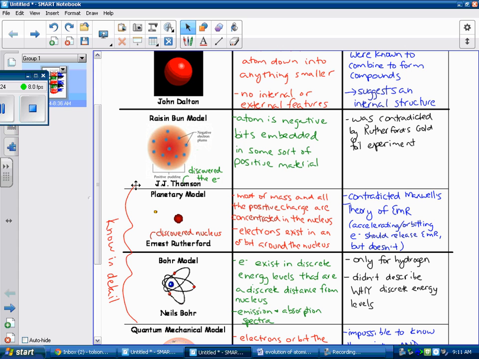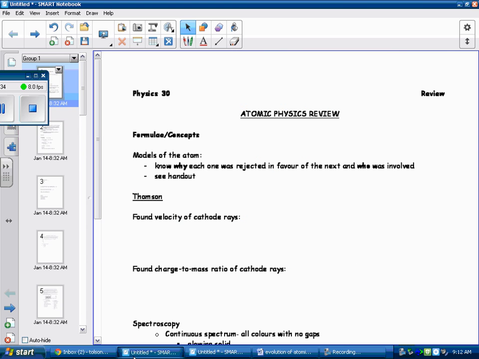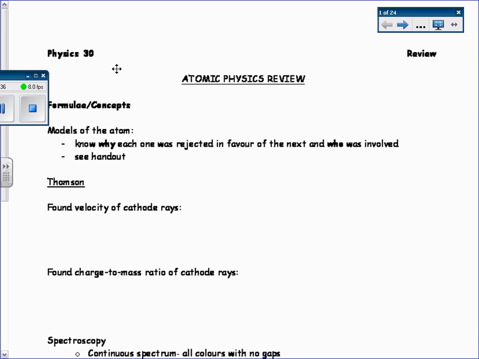I guess I'll talk a little bit about spectroscopy in the emission and absorption spectra in the notes, but I didn't really go over Rutherford's model. That's on here to kind of think about. So Thomson, he found the velocity of cathode rays. So he worked with cathode ray tubes, and he found the velocity of cathode rays by having balanced electric and magnetic fields.